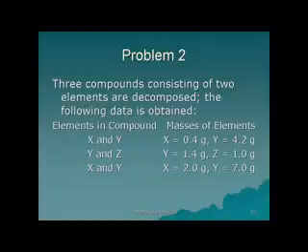Here we have three compounds consisting of two elements that are decomposed, and the following data is obtained. The first compound contains X and Y, and it has 0.4 grams of X and 4.2 grams of Y. The second compound has Y and Z. The amount of Y is 1.4 grams, and the amount of Z is 1 gram. The third compound is another compound of X and Y. In this case, X is 2.0 grams, and Y is 7.0 grams.